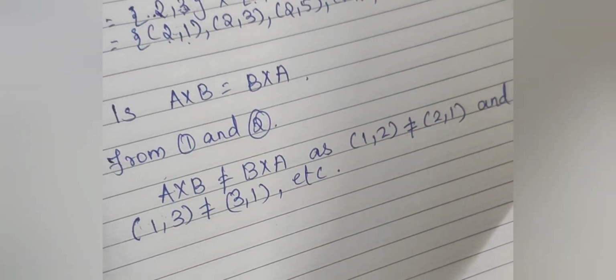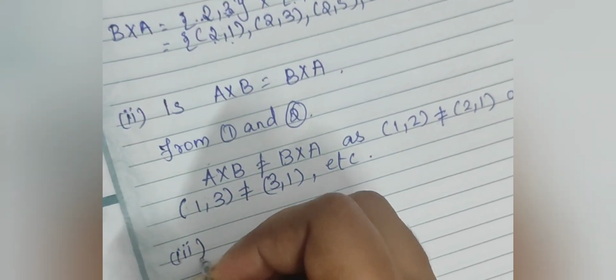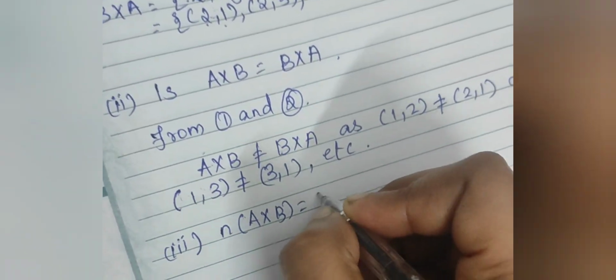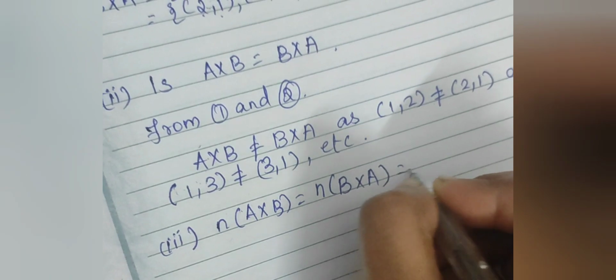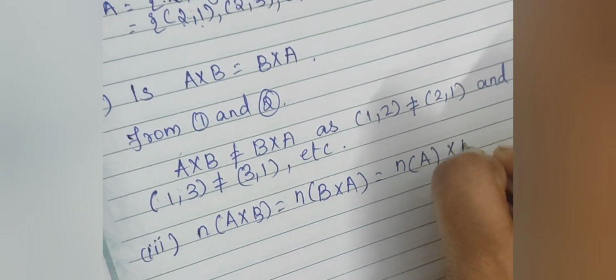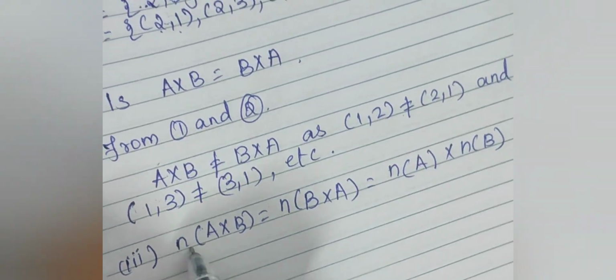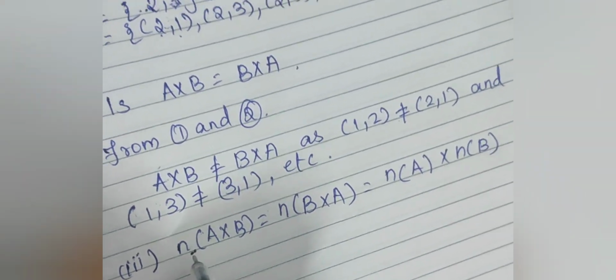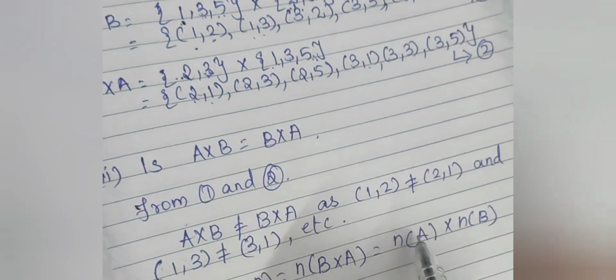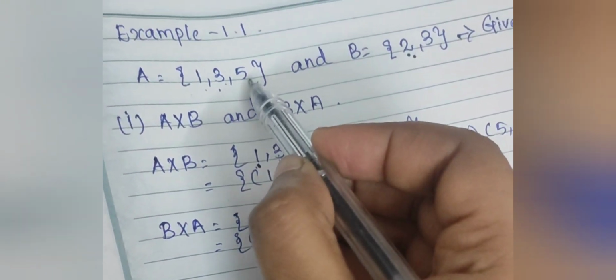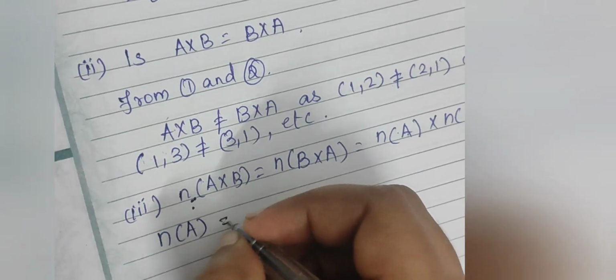Next, the last point, the third point. The question is: n of (A cross B) is equal to n of (B cross A), which is equal to n of A times n of B. We have to show whether they are equal. n is nothing but the number of elements, so we have to calculate the number of elements. Look at the elements of A. First n of A: the elements are 1, 2, 3. The number of elements is 3. So n of A is equal to 3.